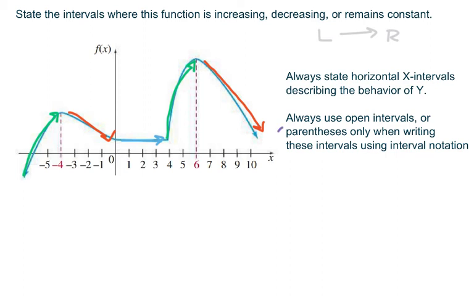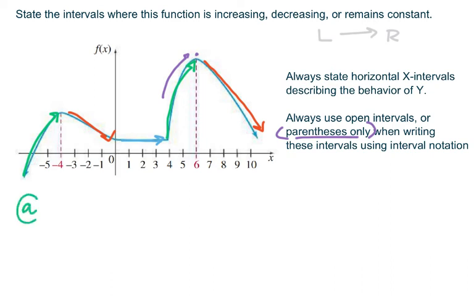And then we always want to use open intervals or parentheses only when we write these intervals using interval notation. And that's just because we can be increasing infinitely to that maximum point. You can get infinitely closer to something without touching it. That's just the standard practice. So this is the only time when you're writing answers in interval notation that you do not have to say, well, is it parentheses or brackets? When you are stating intervals of regions where a function is increasing, decreasing, or constant, again, only use parentheses.